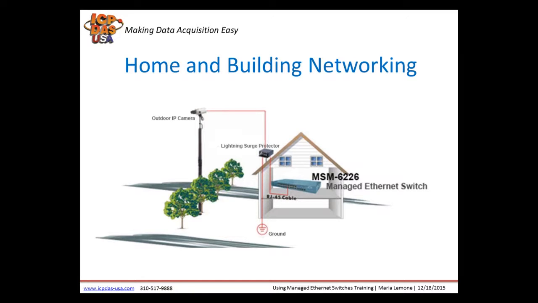These are used in a lot of buildings and houses, and they're connected to outdoor lighting and surge protectors that protect Ethernet network access points from high voltage and lightning. That ensures the safety of the whole network communication system.